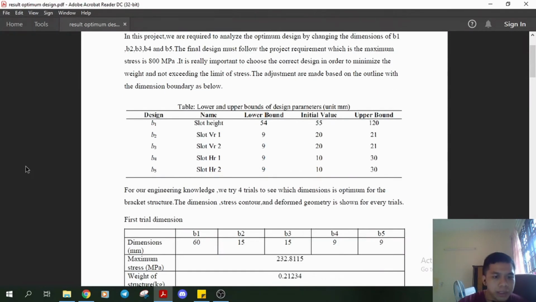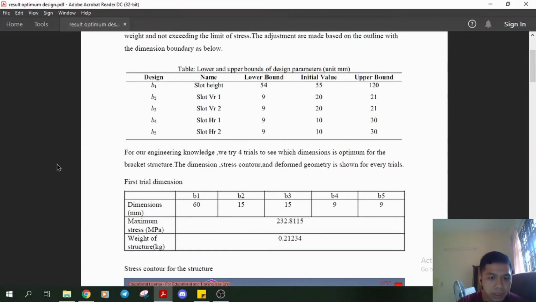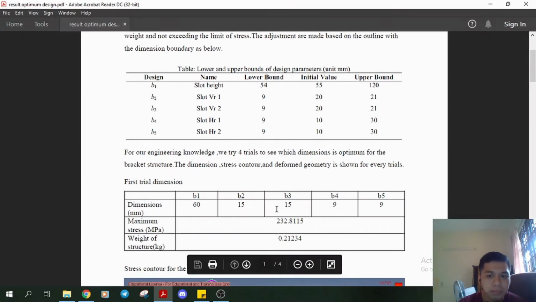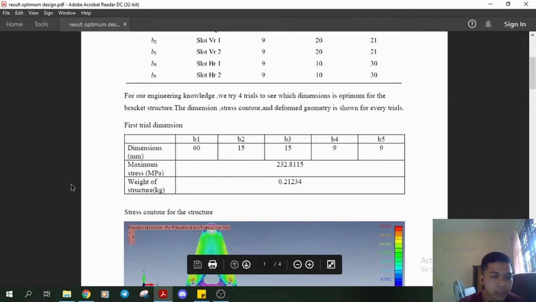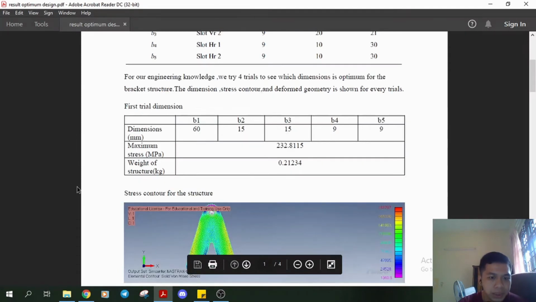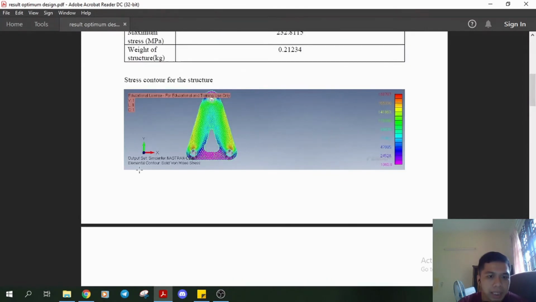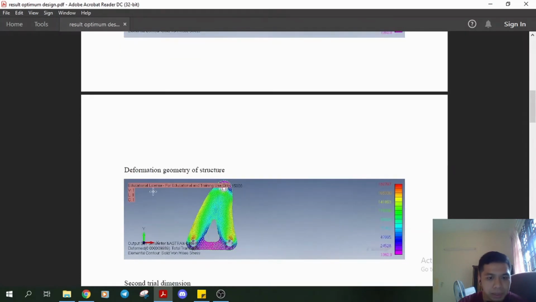In this project, we are using 4 trials to see which dimension is optimum for the bracket. I will start with the first trial, which is B1 60, B2 15, B3 15, B4 and B5 9. The maximum stress we get is 223 megapascal and the weight is 0.212 kilogram. After using VMAP, we get the stress contour like this, and the deformation geometry of the structure is like this.